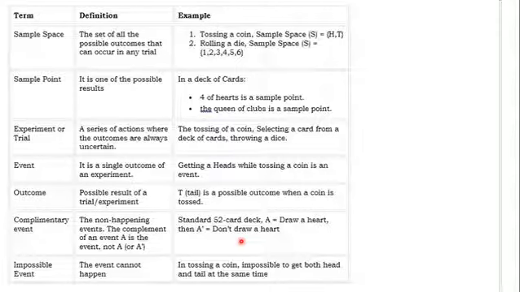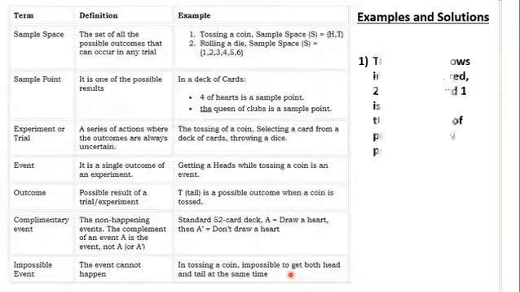And then lastly on this list, you have the impossible event, where the event cannot happen. Okay, in tossing a coin, it's an impossible event to get both the head and the tail at the same time, because one of them has to come out on top. Now let's look at a few examples and applications of these things that we have read and heard so far.